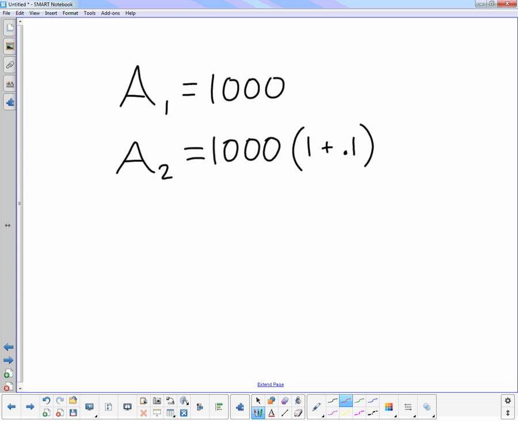And I'm writing it in this weird form instead of 1.1 because when I distribute this, I wind up with what I really had just a minute ago. All right, wonderful. Now, 1,100. Okay, third year, what happens?